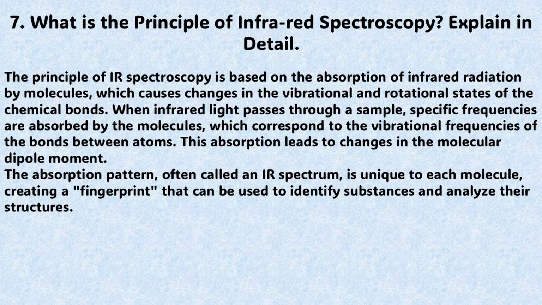The principle of infrared spectroscopy is based on the absorption of infrared radiation by molecules, which causes changes in the vibrational and rotational states of the chemical bonds. When infrared light passes through a sample, specific frequencies are absorbed by the molecules, which correspond to the vibrational frequencies of the bonds between atoms.